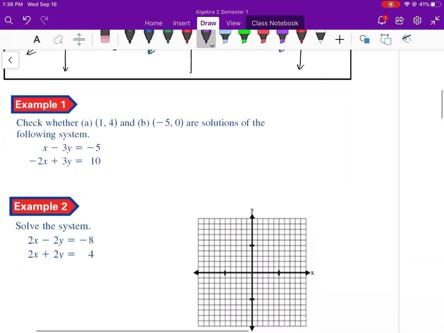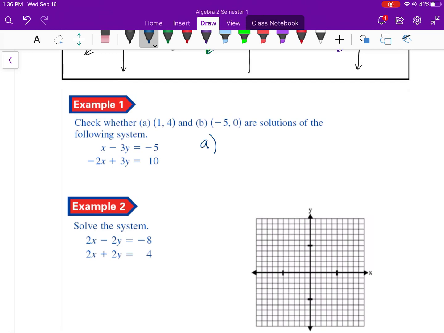First off, we're going to check to see if a specific point is a solution to a system of equations. For A here, we've got the point (1, 4), and we're going to see if it is a solution to the system. We need to take that point, plug it into both equations, and make sure that we get a true statement for both. In order for it to be a solution to the system, it has to be for both.